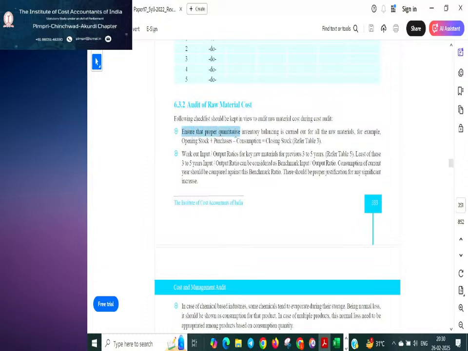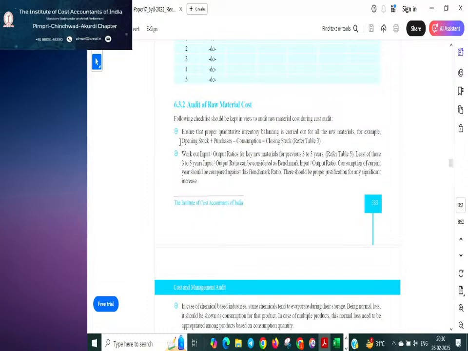See, ensure that proper quantitative inventory balancing is carried out for all the raw materials. Opening stock plus purchases minus consumption is equal to closing stock. This closing stock quantity should match with your closing stock quantity in your balance sheet. Balance sheet has only financial numbers, but behind that you have to find out the quantity from the production team. If it does not match, then you have to question the production team why it is not matching. Actually it should match, right?